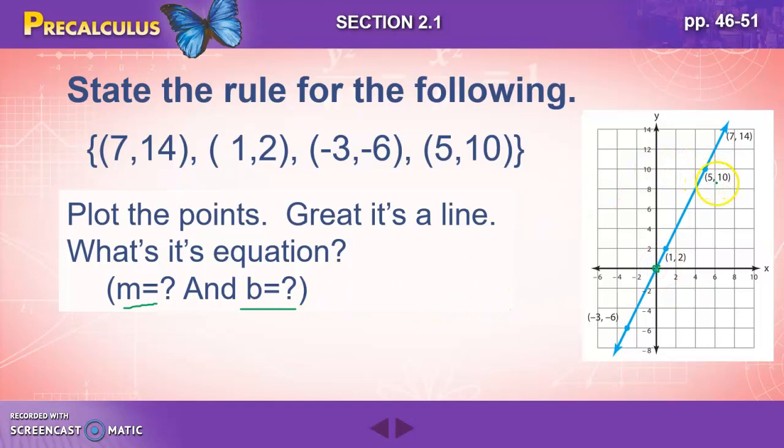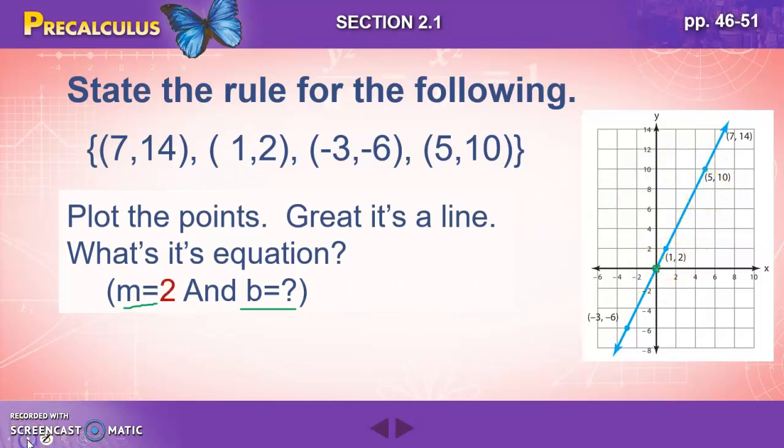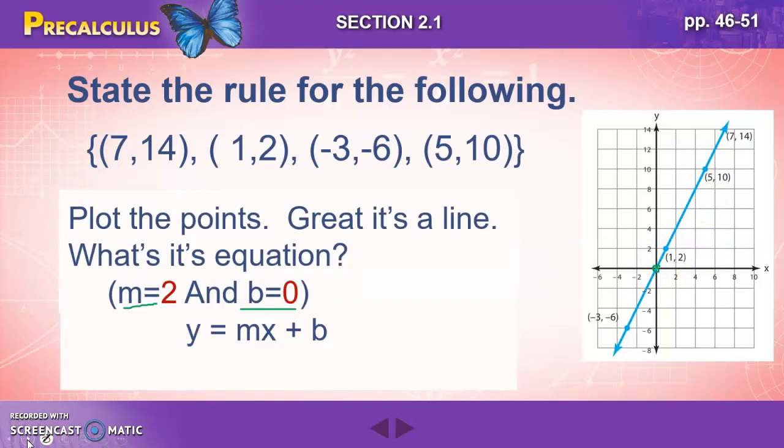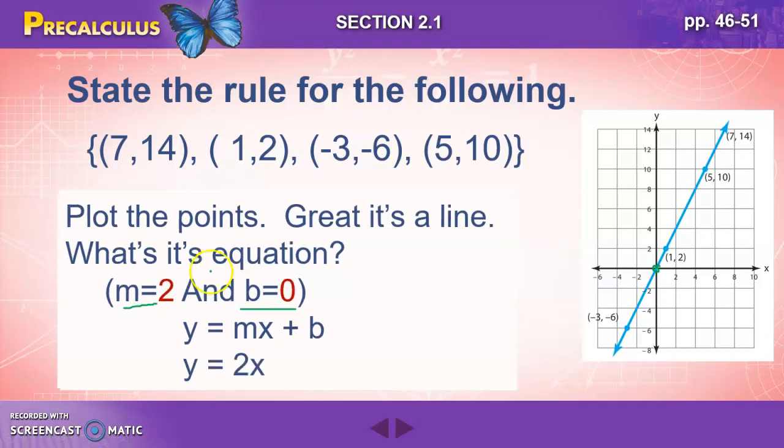And our slope, we can do 10 minus 2 over 5 minus 1, and we would find that our slope is 2. Plug that into y equals mx plus b, and we get y equals 2x plus 0, or just y equals 2x. And we have determined the equation for this line.